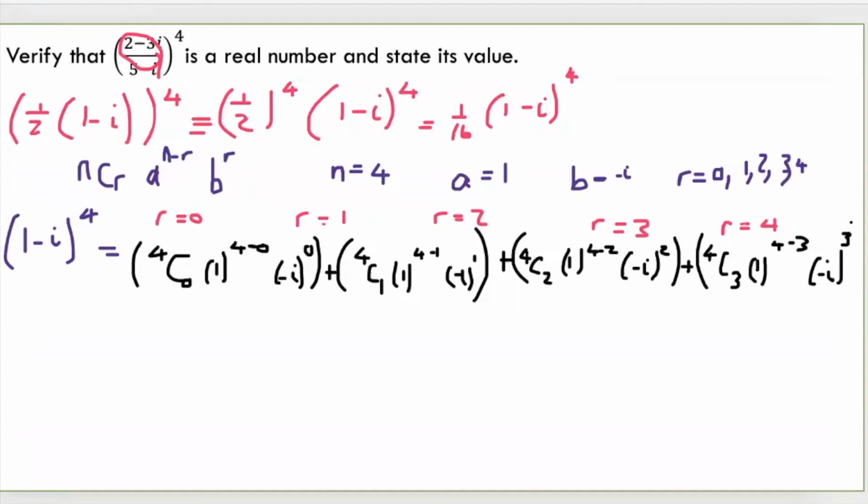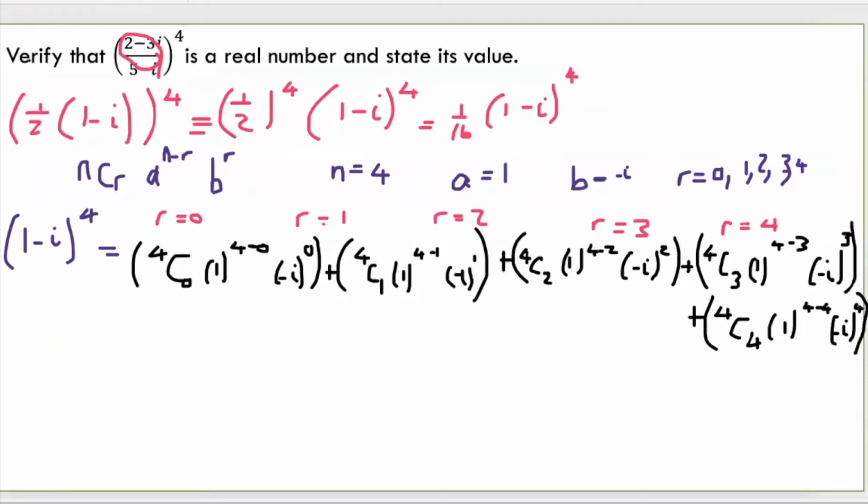Finally, I need to do r equal 4. So where I see 3, I replace it with 4. So I have 4c4, then 1 raised to the 4 minus 4, and then minus i raised to the power 4. Now, what is left for us to do is just to simplify what we have here, and we'll get the expansion for 1 minus i to the 4. So just simplifying, that's all.